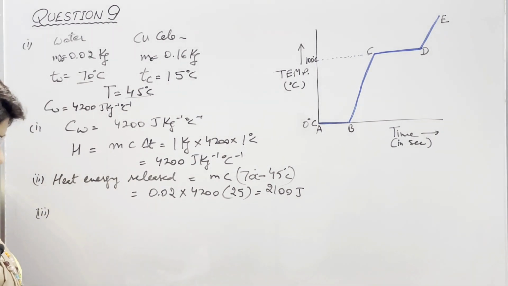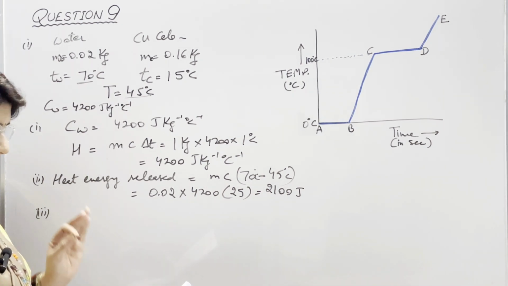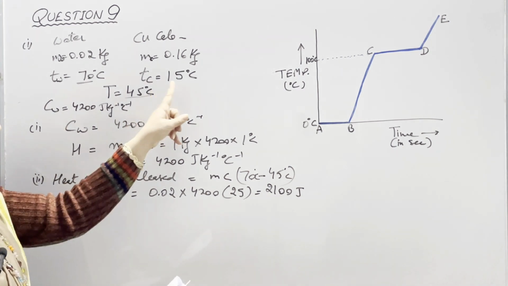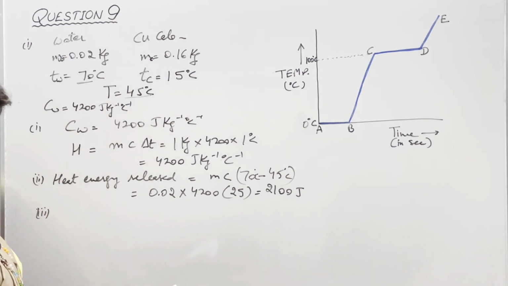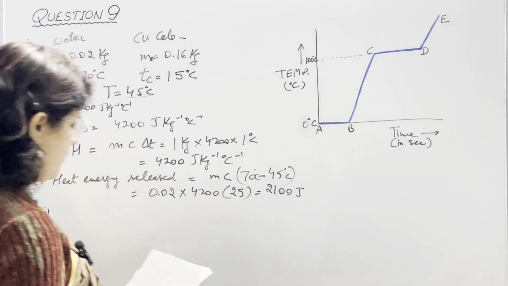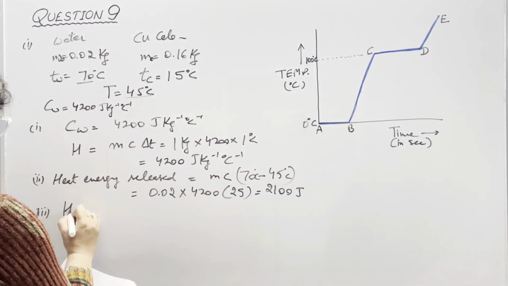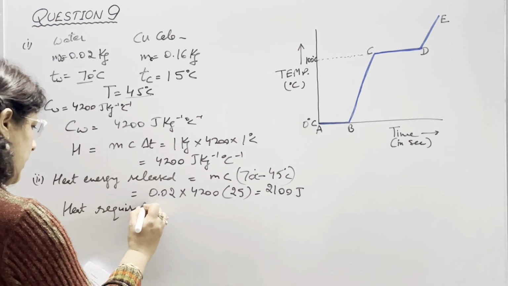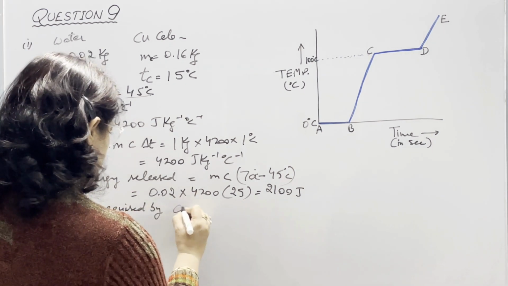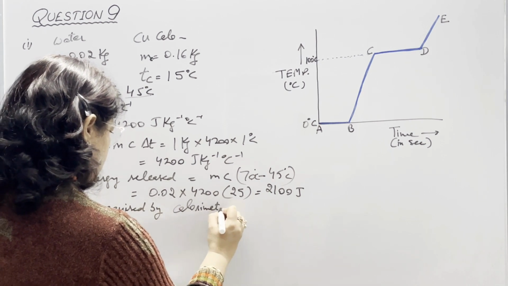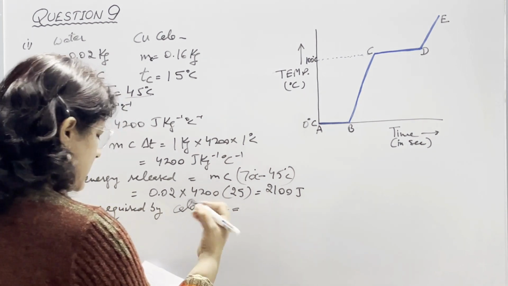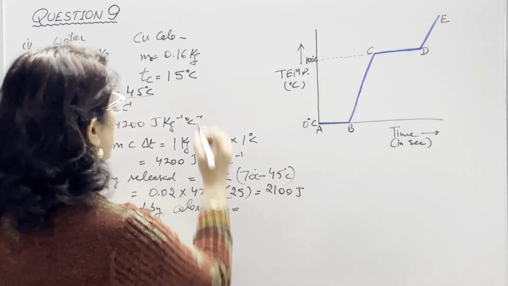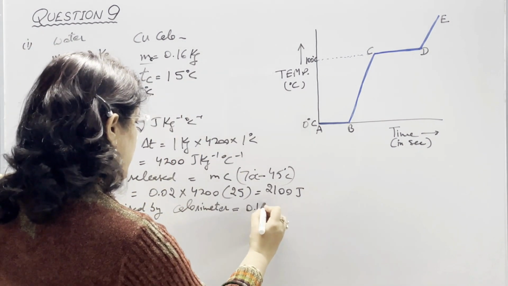Now, in third part, assuming that the heat released by water is entirely used to raise the temperature of calorimeter from 15 to 45 degrees Celsius, calculate the specific heat capacity of copper, the material from which this calorimeter is made. So, heat energy required by calorimeter is again equal to mc delta T, and m is mass of calorimeter, it is 0.16.